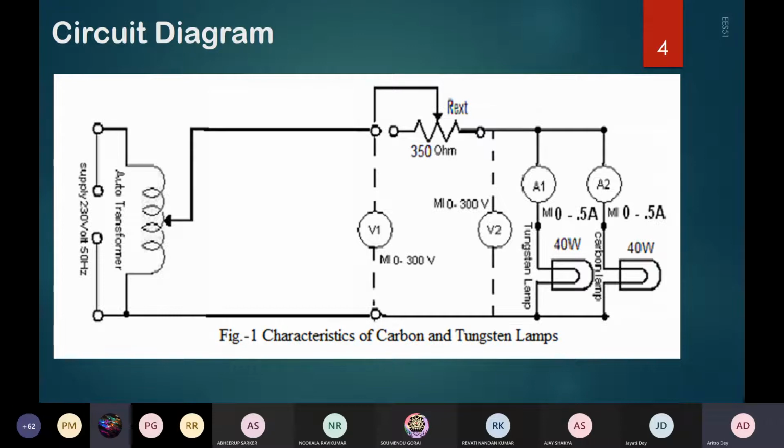Sir, the measurements are in RMS value, no? Showing afterwards during the experiment. The measurements are in RMS value, no? Definitely. In meter reading, whatever you are getting, that is RMS value.